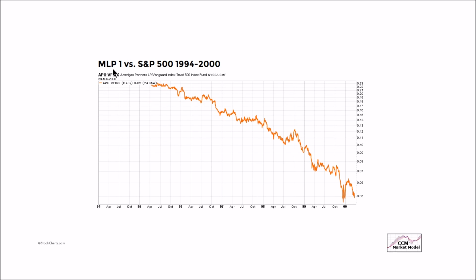Master limited partnerships can be very, very appealing because they have that wonderful dividend. But unfortunately, their share price can also go down. Same story with an MLP.